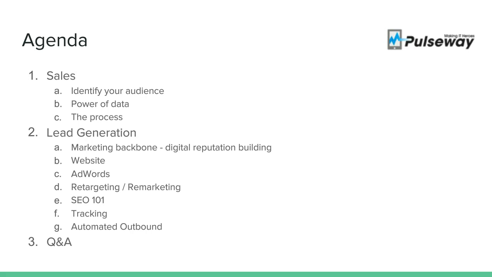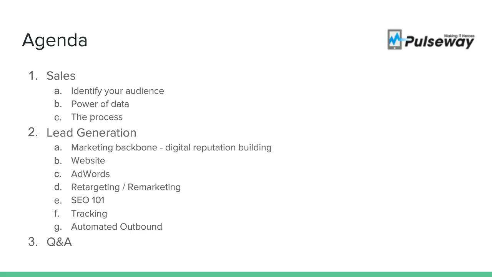In terms of lead generation, we're going to look at marketing backbone, which is building your reputation, your website, optimizing your AdWords, retargeting and remarketing, closing the loop, SEO 101, tracking and automated outbound. And at the end, we're going to have a quick Q&A, so feel free to save your questions. I'll be happy to answer any questions you might have.